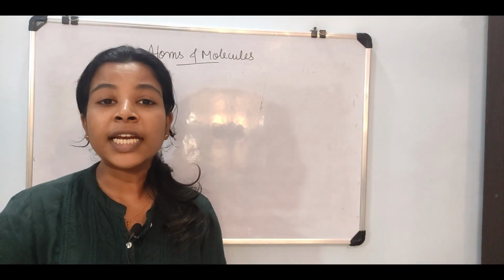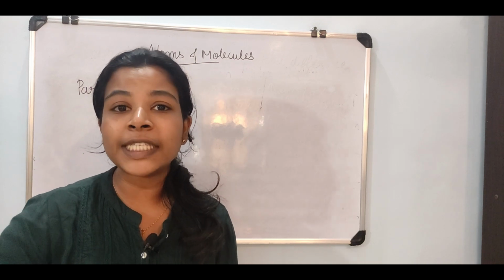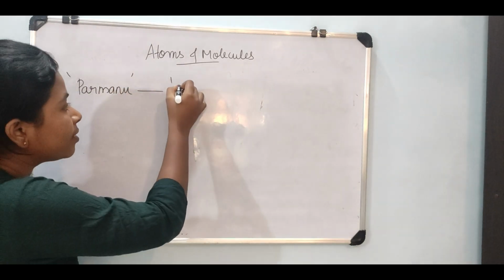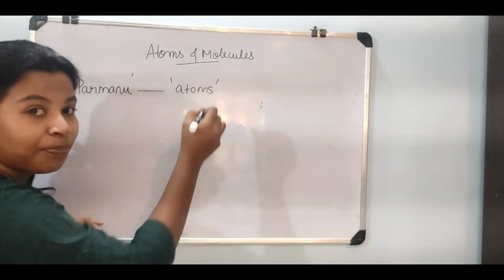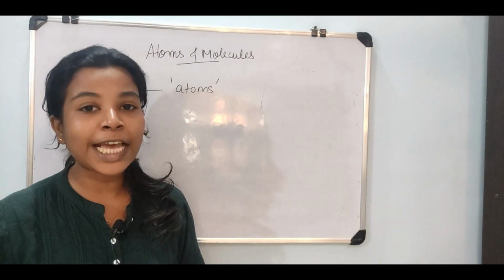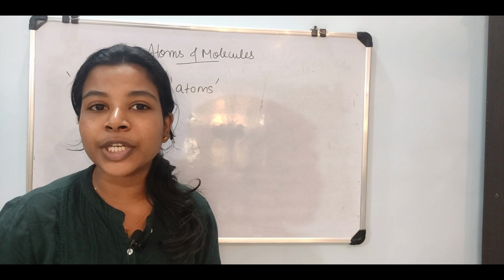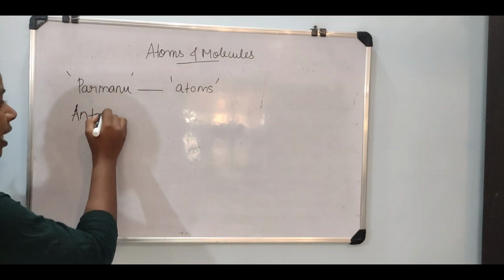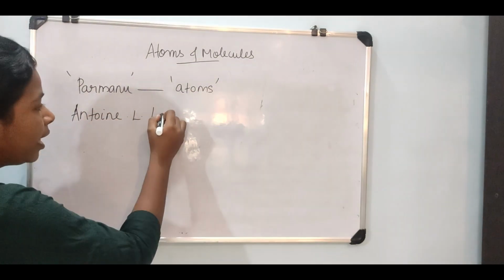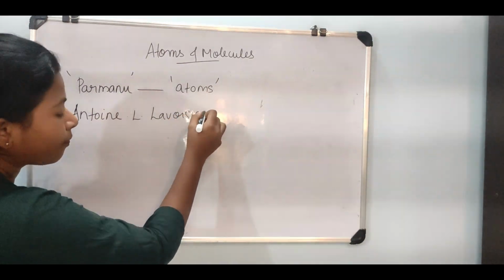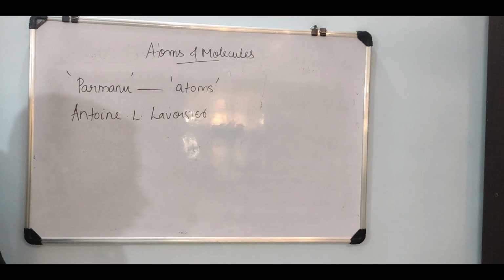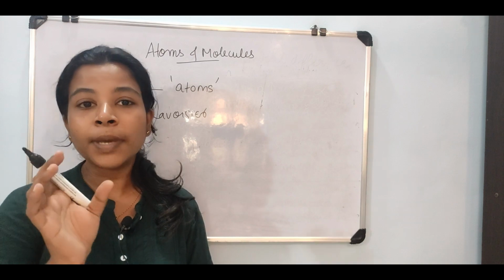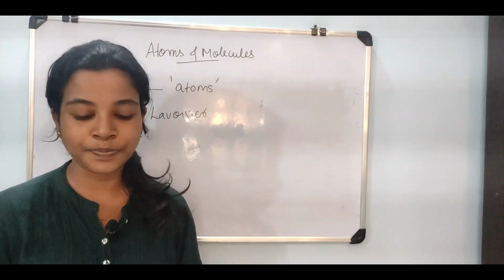Later on, Greek philosophers named Leucippus and Democritus called this same Parmanu atoms. Further on, a scientist named Antoine Lavoisier laid the foundation of chemical science by establishing the laws of chemical combination. So because of that we are going to study this chapter.